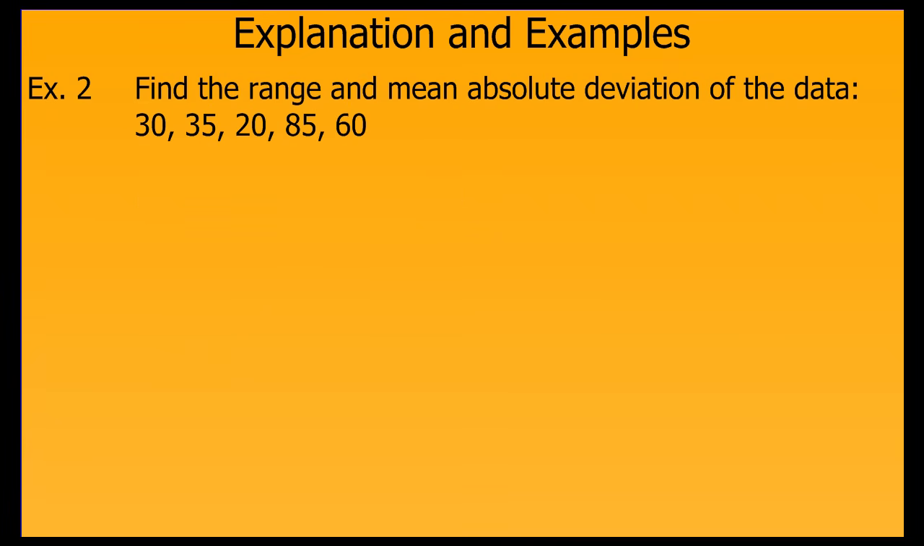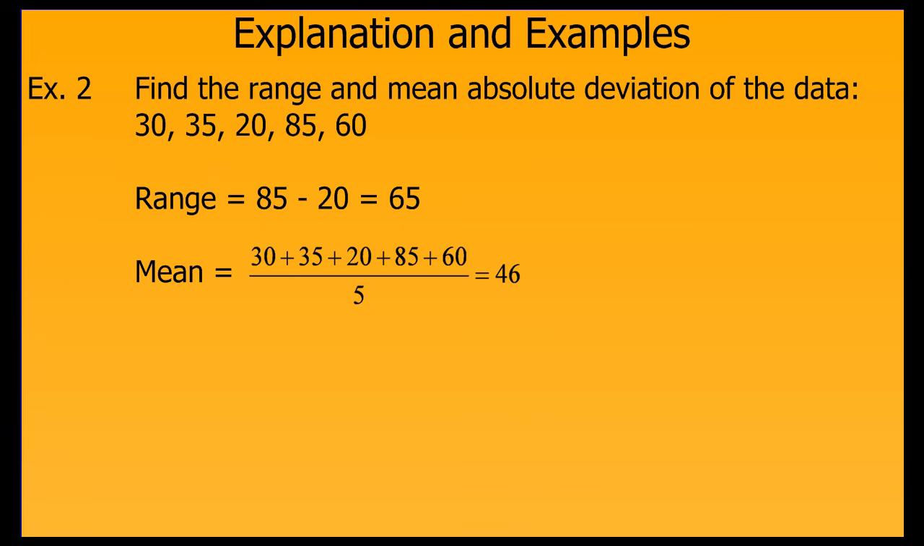Let's try another one. Find the range and mean absolute deviation of this data. To find the range, we simply take the largest value, 85, and subtract the smallest value, 20, and get 65. For the mean absolute deviation, first we have to find the mean. So we add them all up and divide by 5 to get a mean of 46.